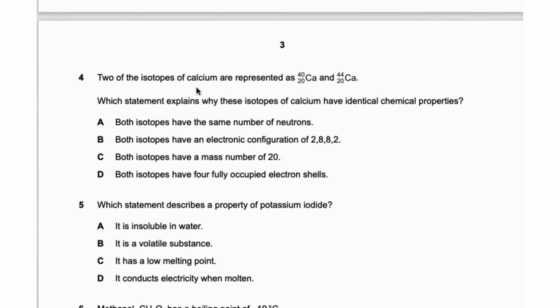Question 4: Two of the isotopes of calcium are represented as 20 calcium 40 and 20 calcium 44. Which statement explains why these isotopes of calcium have identical chemical properties? Both isotopes have the same number of neutrons? Chemical properties are not decided by the number of neutrons. Chemical properties are decided by the number of electrons, that is, electron configuration. So it is wrong. Both isotopes have the electron configuration 2, 8, 8, 2. This is the right answer.